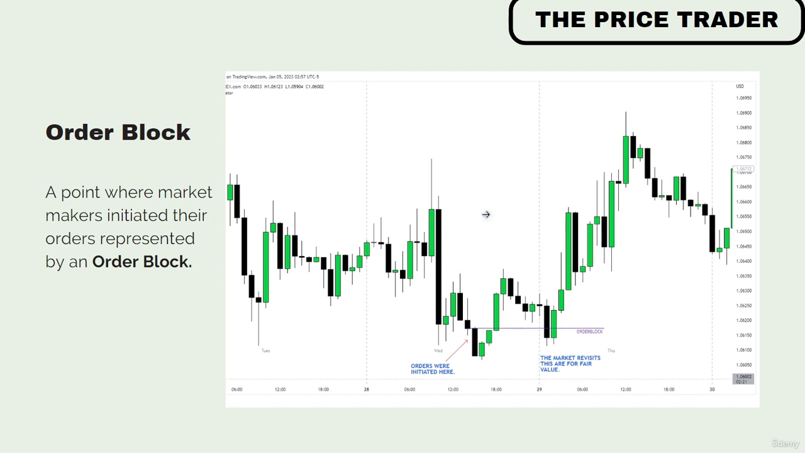Finally, the order block we have outlined as the point where the market makers initiated their orders. I've outlined here a point where market makers initiated their orders, and then the market rallied. They essentially bought the market, and then the market will come back to reference that point, and then you'll see more buying to even take out buy side liquidity above this high.